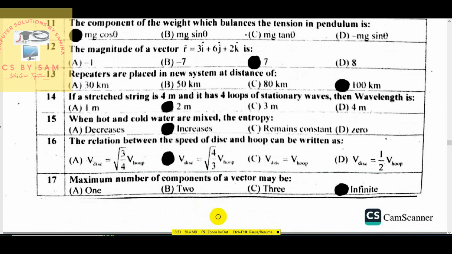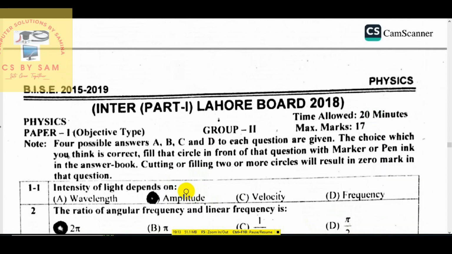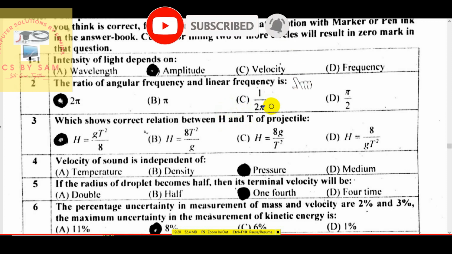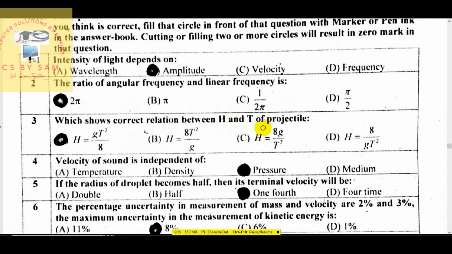The relation between the speed of the disk and hoop can be written as v disk is equal to under root 4 over 3 v hoop. Maximum number of components of a vector may be infinite. Next, the intensity of light depends on amplitude. The ratio of the angular frequency and linear frequency is 2 pi. Which shows the correct relation between h and t of projectile? H is equal to g t square over 8.